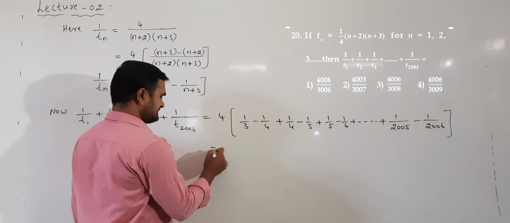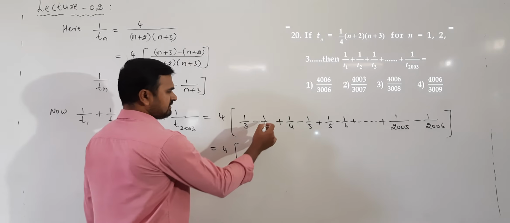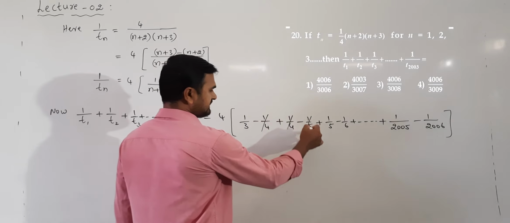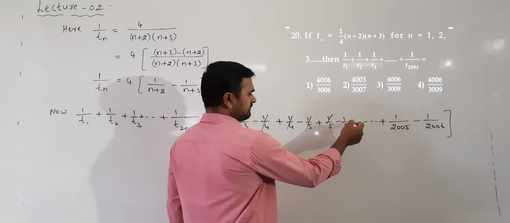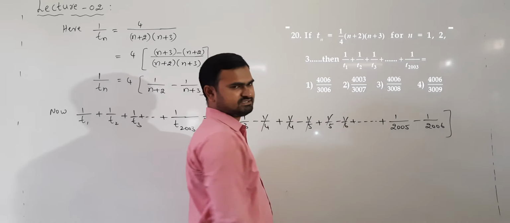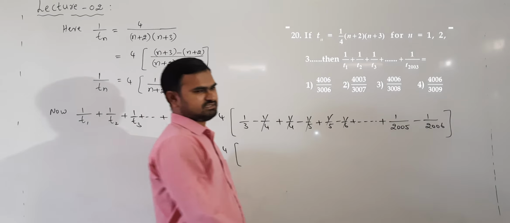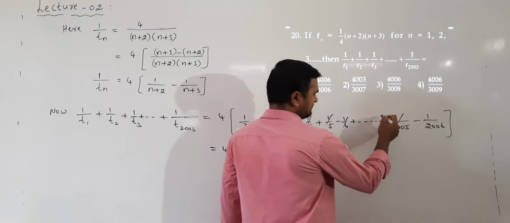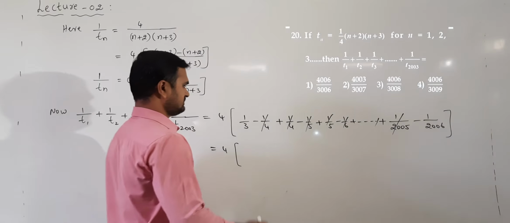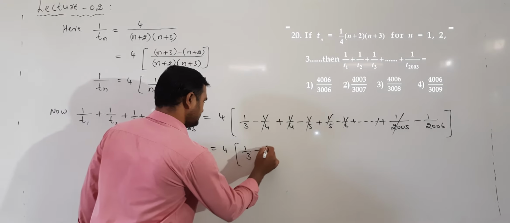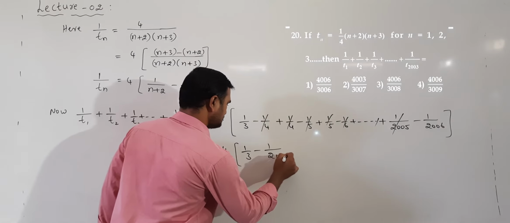Now this we can simplify easily. 4 times 1 by 3 minus 1 by 4 plus 1 by 4 minus 1 by 5 plus 1 by 5 minus 1 by 6, and so on. So all these terms will get cancelled. The first term remains, then the last term remains, all the other terms will get cancelled.